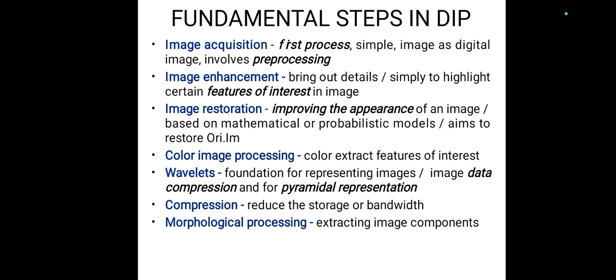Then morphological processing. This step is used to analyze the shape and structure of objects in an image. It is mainly used on binary, like black and white, images. It helps in removing unwanted small objects, filling holes, and simplifying image structures.